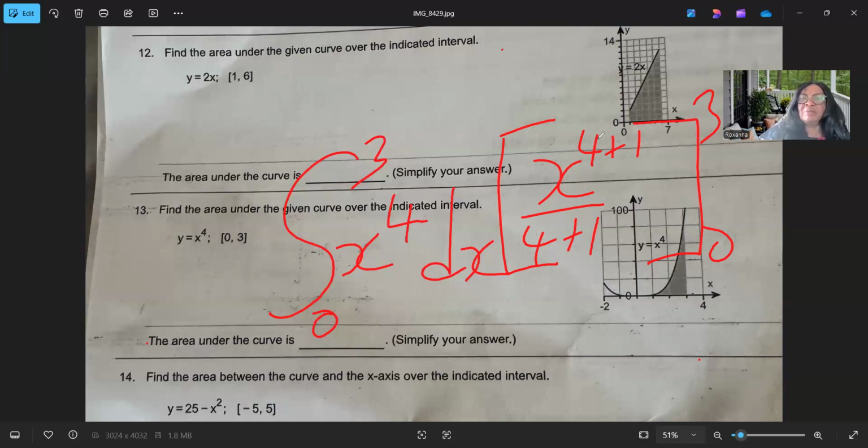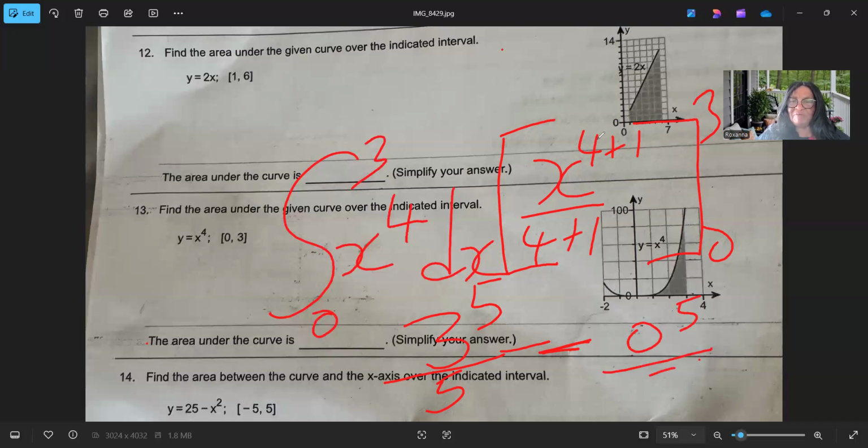Okay, so I'm going to evaluate. I have x to the power 5. In other words, this is x to the power 5, so I have 3 raised to the power 5 over 5, minus, by the way, on the numerator I have 5 here too, minus, I am going to be putting 0 here, 0 to the power 5 divided by 5. 0 raised to power 5 is 0, so everything here is 0.